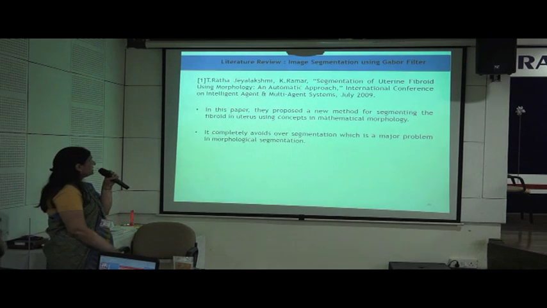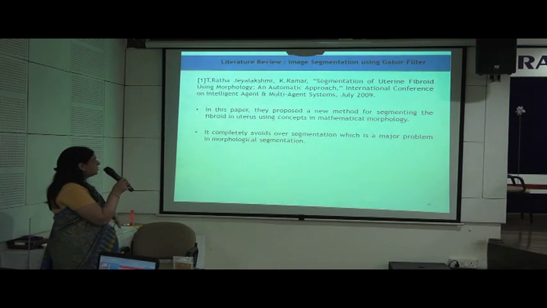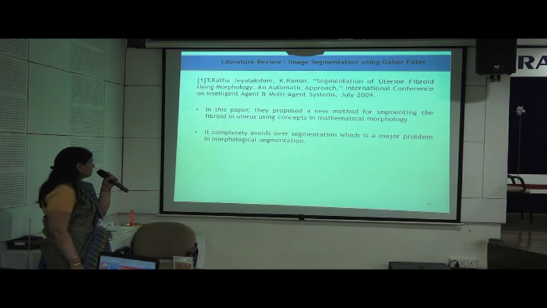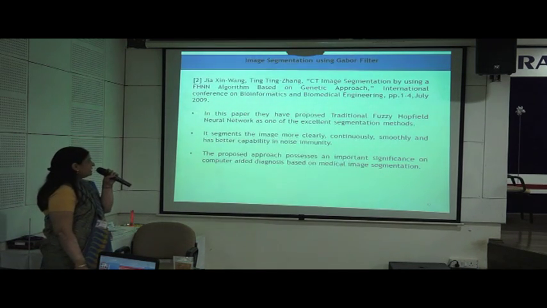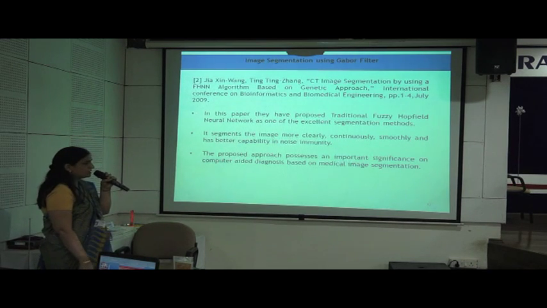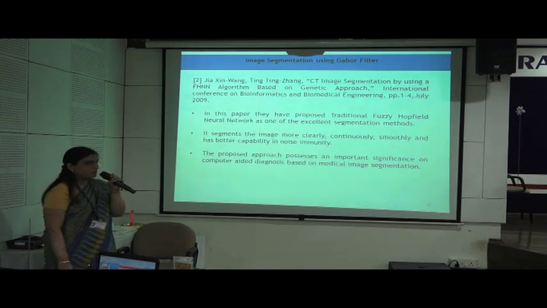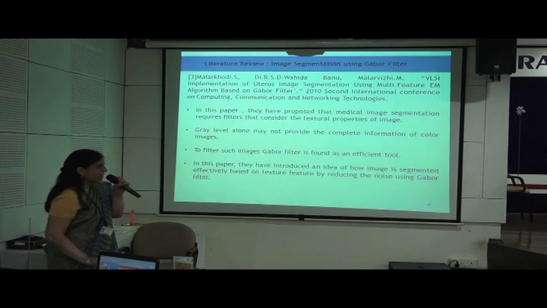So, I am presenting now the literature review for this research work. In this paper, they have proposed a new method for segmenting fibroids in the uterus using concepts in mathematical morphology. It completely avoids over-segmentation, which is a major problem. In this paper, the authors have proposed the traditional fuzzy Hopfield neural network as one of the excellent segmentation methods. It segments the image more clearly, continuously, smoothly, and has better capability in noise immunity. The proposed approach possesses an important significance for computer-aided diagnosis based on medical image segmentation.